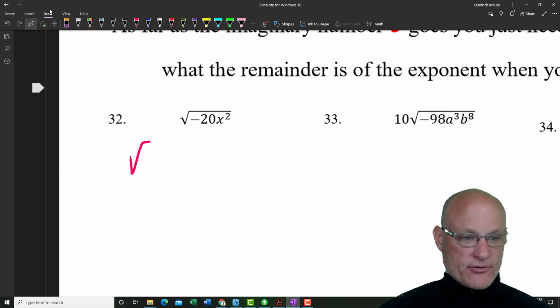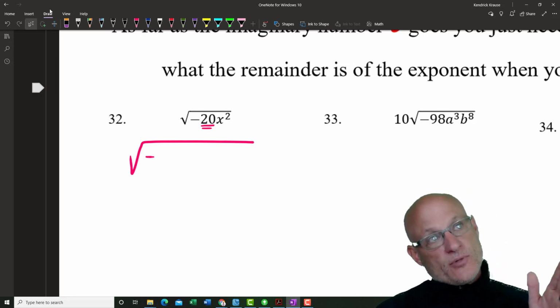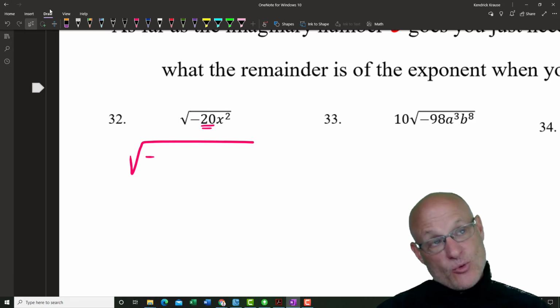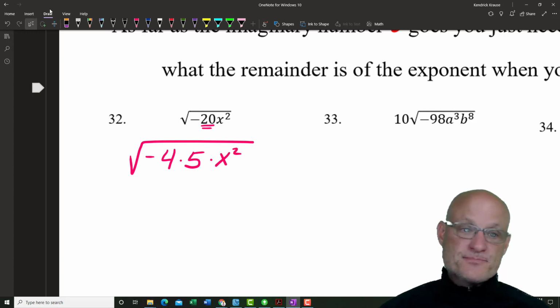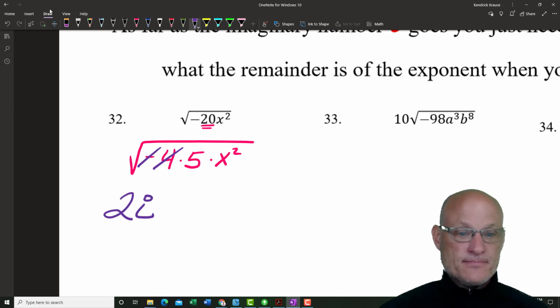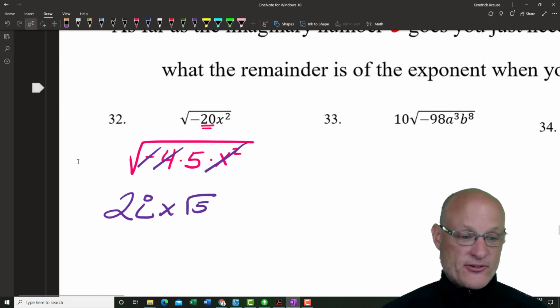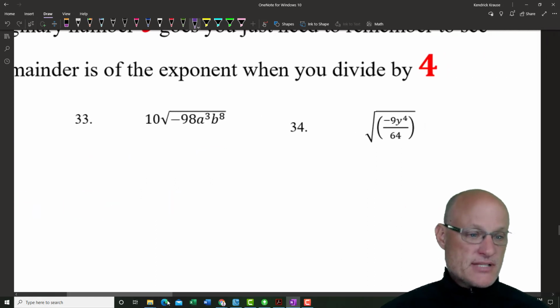So here's how we're going to rewrite these from now on. Negative 20. Cut it in half. You get 10. Well, the only perfect square under 10 that goes into 20 is 4. So I'm going to rewrite this as 4 times 5. And then x squared is already even, so I'm going to leave it. So what is the square root of 4? 2. What is the square root of negative? I. So this is 2i x, square root of 5. The only difference is we're now going to have an I in our answer.